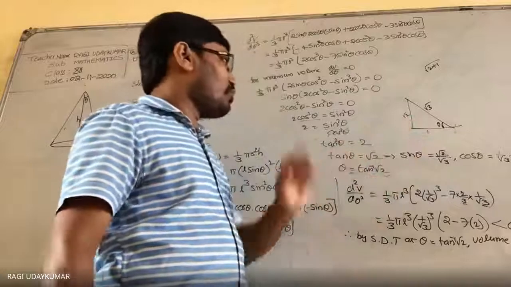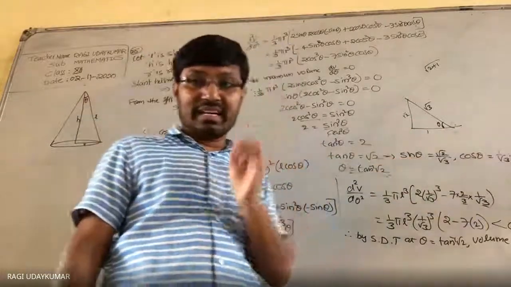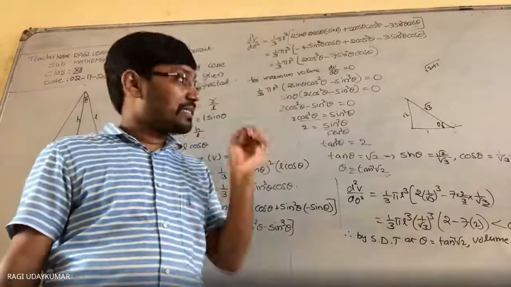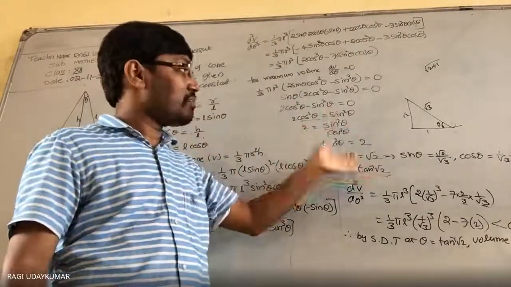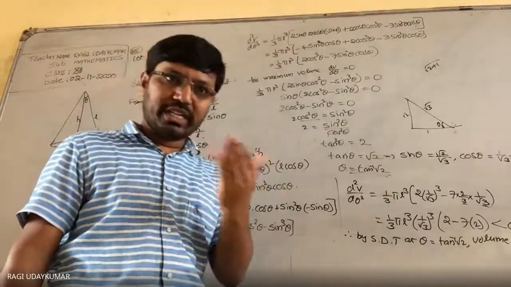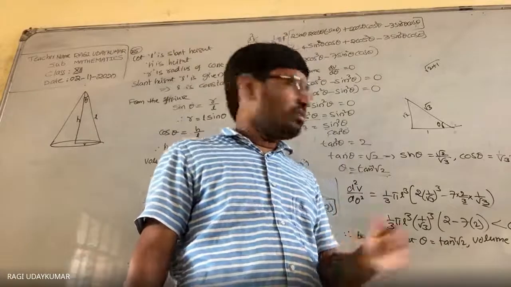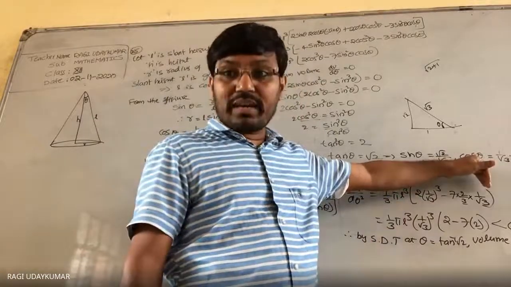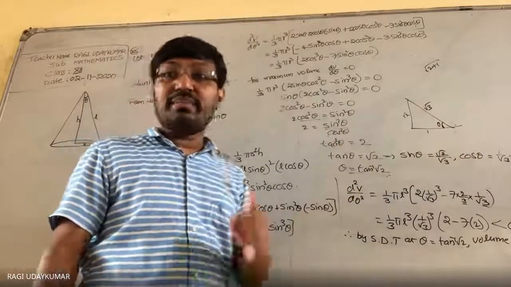tan theta equal to root 2 आ रहा है, then cos theta equal to 1 by root 3. Same question can be asked with cos theta is equals to 1 by root 3 also, instead of tan theta equal to root 2. The question is asked as tan inverse of root 2. The same question can be asked to you as cos inverse of 1 by root 3 or sin inverse of root 2 by root 3, semi-vertical angle.